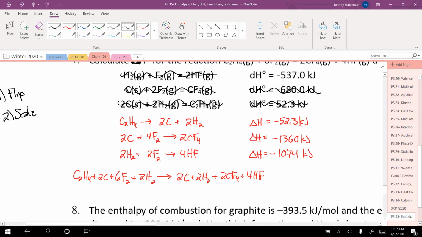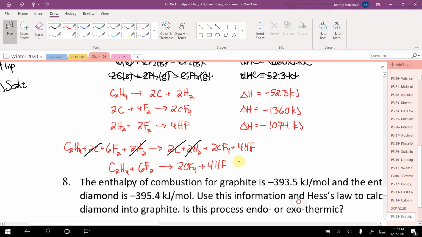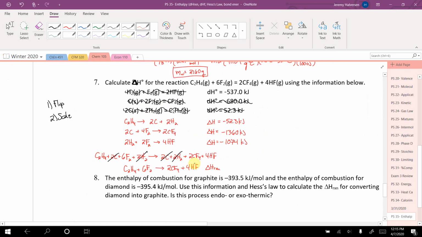Well, anything that's on both sides, I don't care about. So I can get rid of that, get rid of that. I can get rid of this, get rid of this. And that leaves me with C2H4 plus 6F2 goes to 2CF4 plus 4HF. And I want to know the delta H of this reaction. You can see that is the same as that.